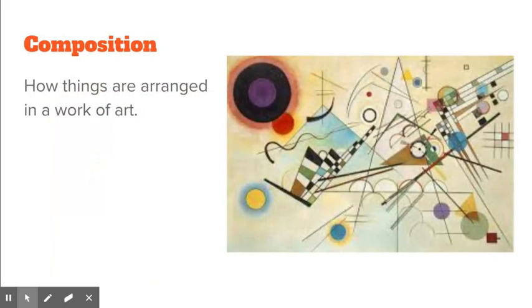And now we're going to talk about composition. Okay, so composition in art is how things are arranged in a work of art. Okay, so this applies to any work of art, not just landscape. It's basically where the artist put stuff in the artwork.